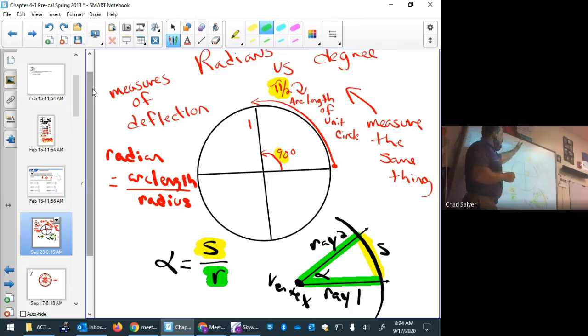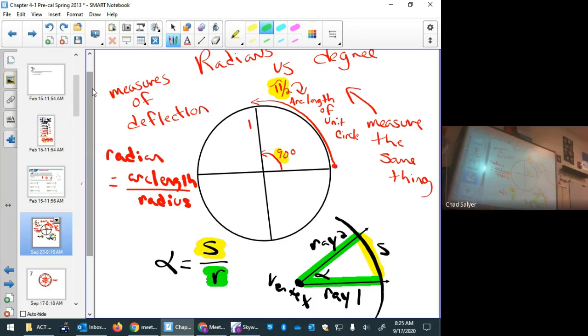So radians versus degrees, they are both ways to describe deflection. Radians are just absolutely ubiquitous in high-level mathematics. Starting with Calculus 1, you will almost never see degrees again. It's just a more nuanced and logical way to describe deflection using the radian.